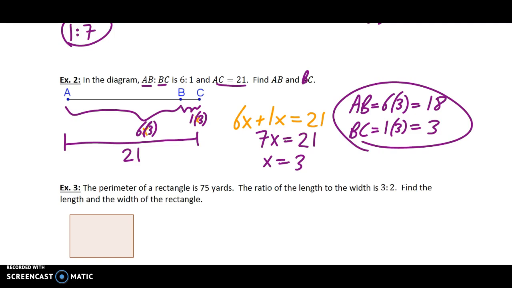and you'll also notice that AB is 6 times as big as BC. As a matter of fact, if I were to reduce this ratio, 18 to 3, you'll see that it becomes 6 to 1, which is exactly what I said it'd be.